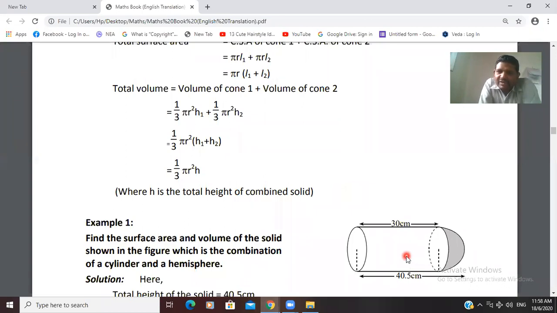This is the solid object formed with the combination of a cylinder and a hemisphere. And it is asked, find the surface area. Surface area means the total surface area you are going to find out. Volume of the solid also.